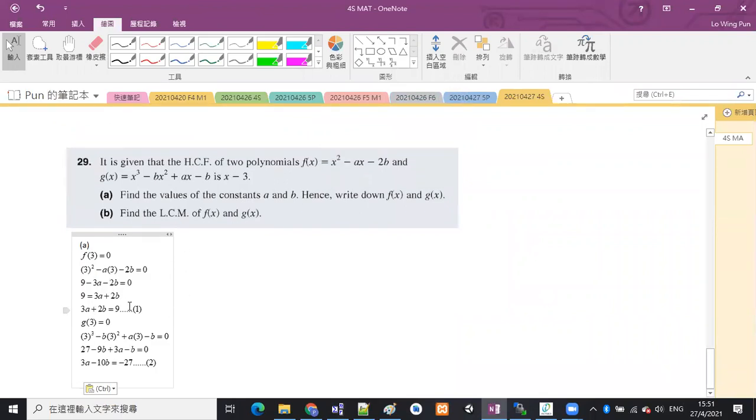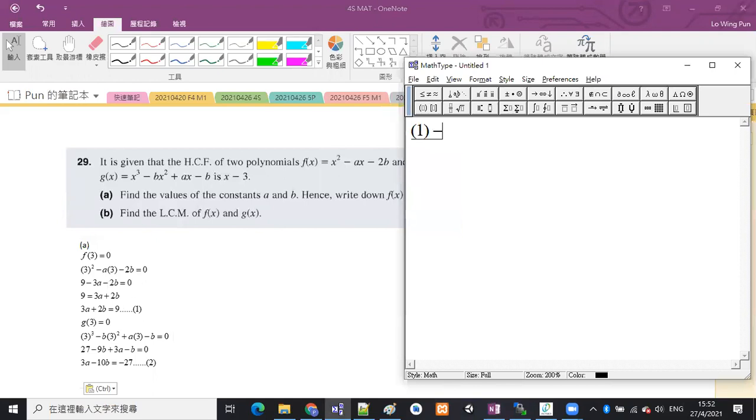And notice that both equations, the a terms are both 3a. So we just use equation 1 minus equation 2. The 3a will be cancelled. And then for the b terms, we have 2b minus negative 10b. So it becomes 12b. The right-hand side is 9 minus negative 27. Becomes 36. So b is 3.